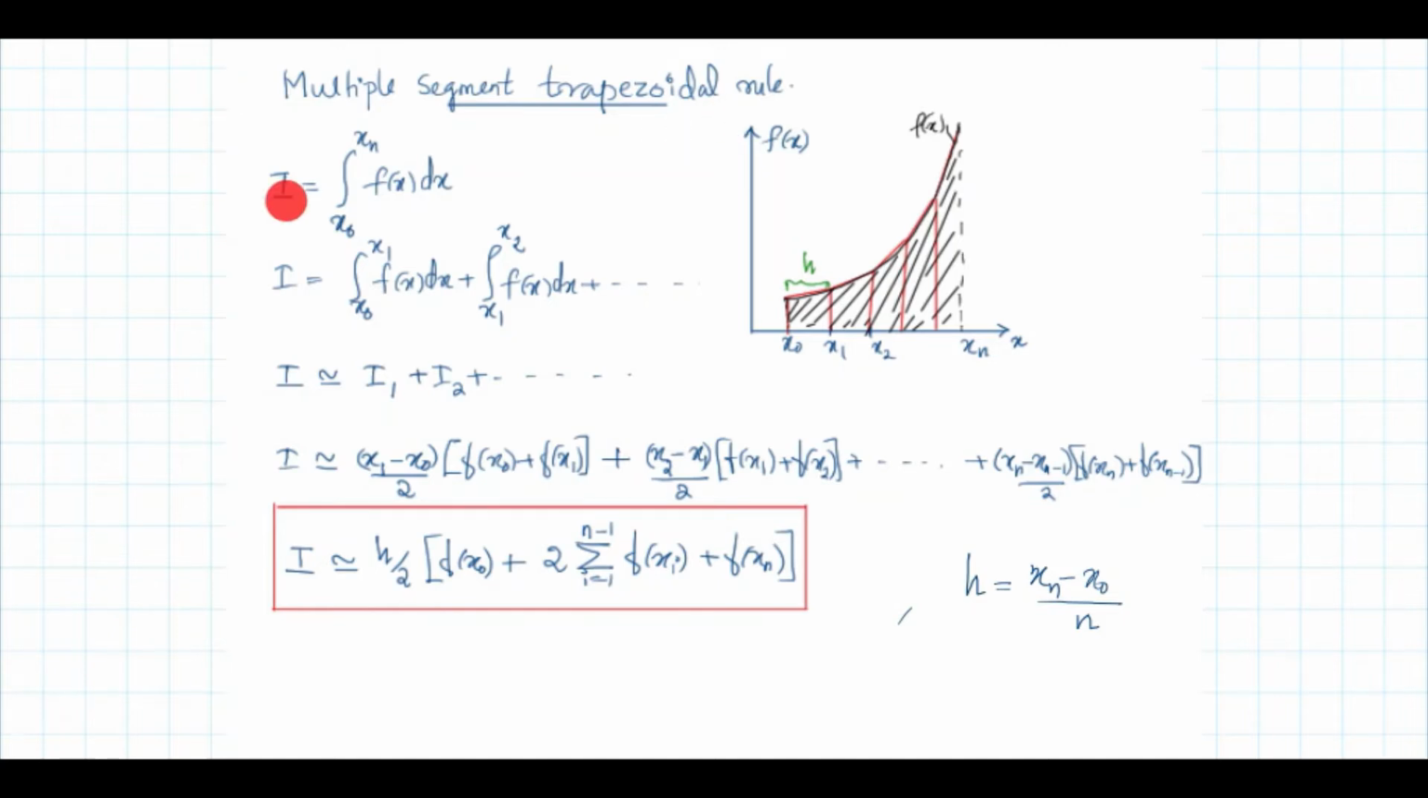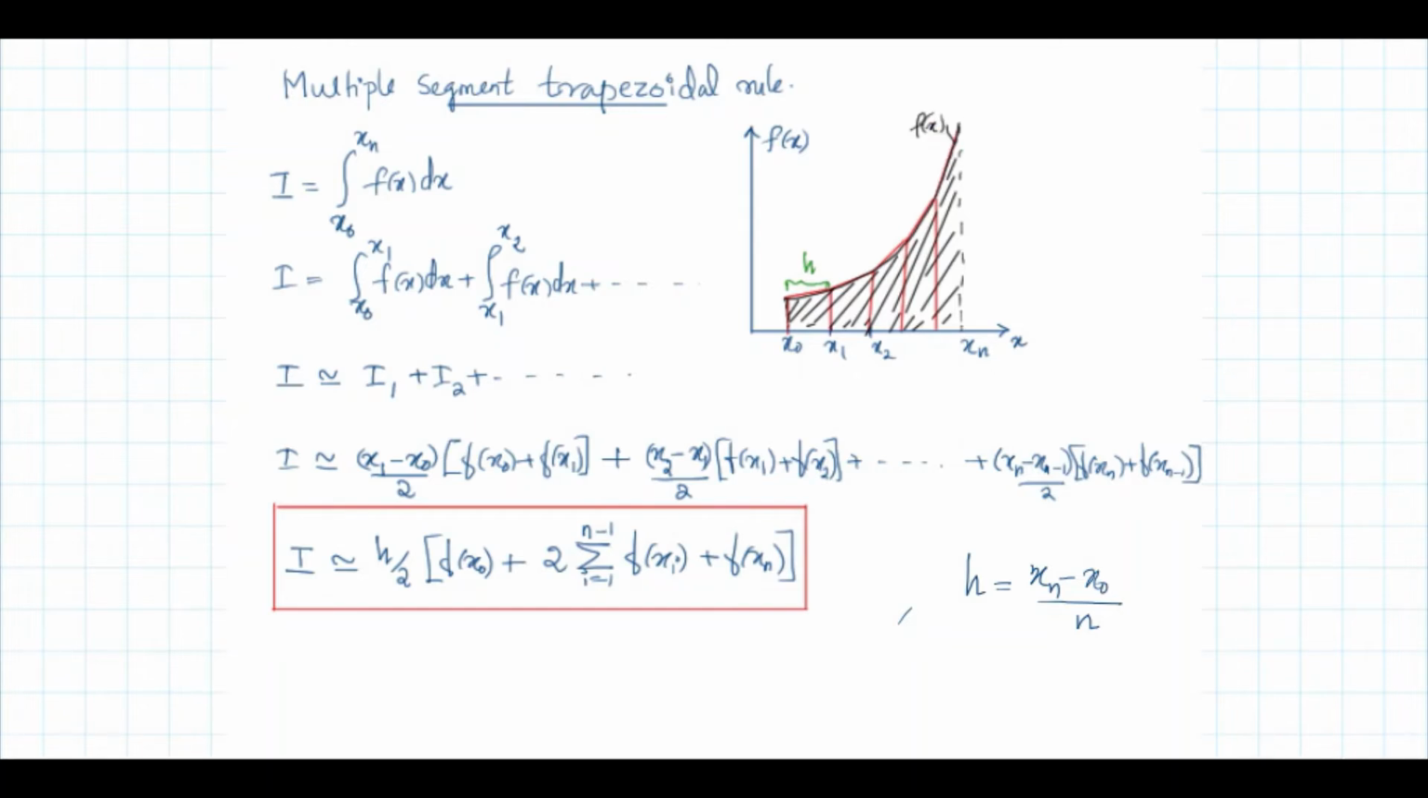Suppose you want to evaluate an integral I from x0 to xn, the lower limit I denoted as x0, upper limit is xn, f of x dx. And suppose the curve is something like this black one. By fitting a single straight line, error will be very large. From starting point to ending point, if you fit a straight line, error will be very large. Then our idea is to fit a number of straight lines. One from x0 to x1, the second one from x1 to x2, then from x2 to x3 and so on. Final one from xn minus 1 to xn.